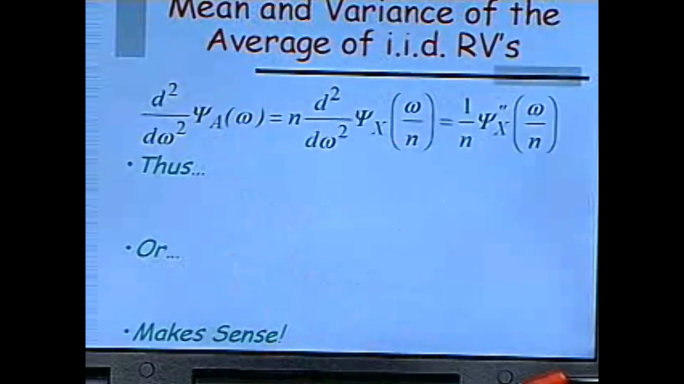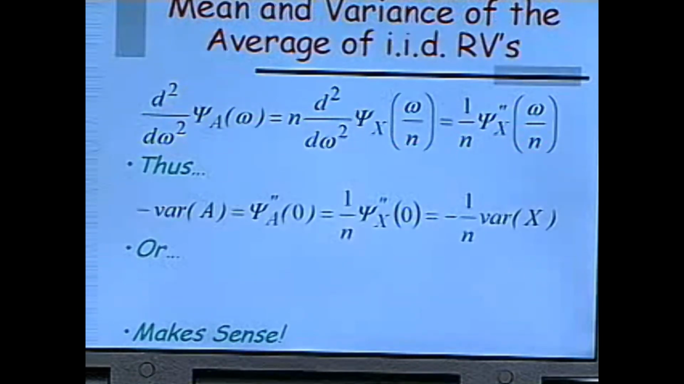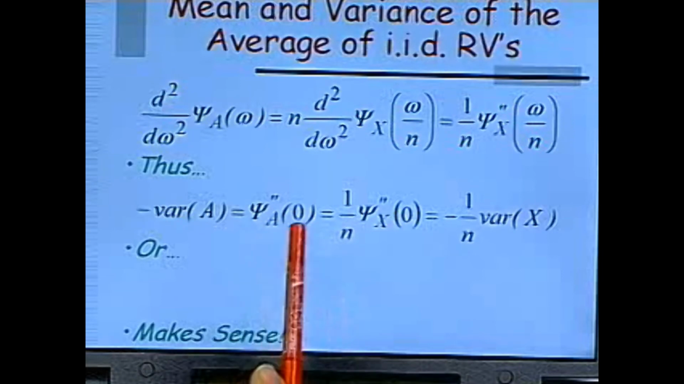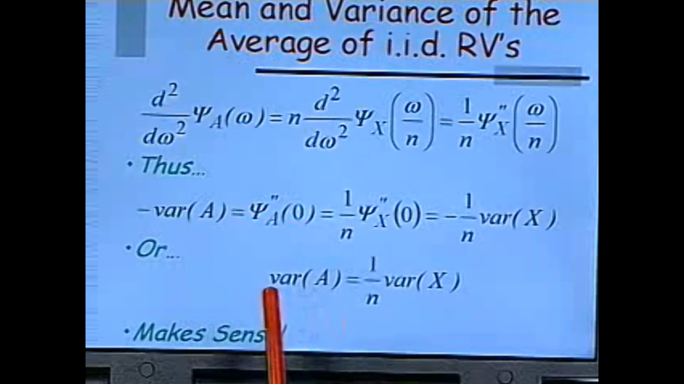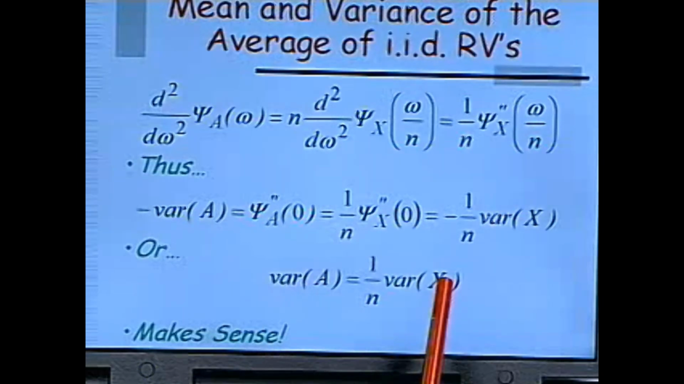So let's take the second derivative and evaluate it at 0. If you remember, we take the second derivative of the characteristic function evaluated at 0, and we get minus the variance. So that's what we're going to do. We take the second derivative at 0, we get minus the variance, and we find out something very interesting: the variance of the average is equal to 1 over n times the variance of x.